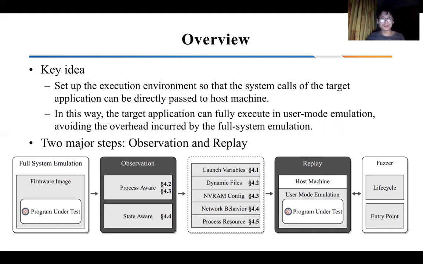Our system, EQUAFL, contains two major steps, the observation and the replay.